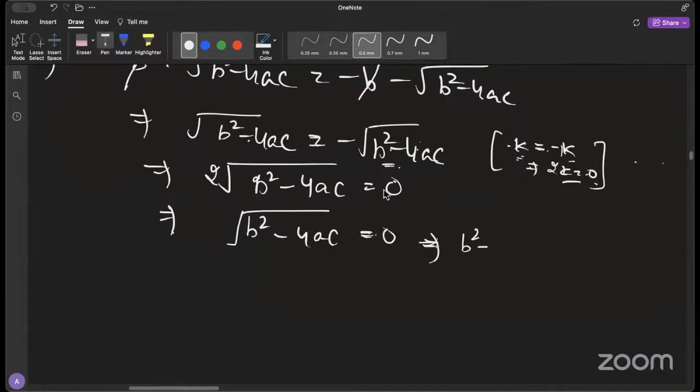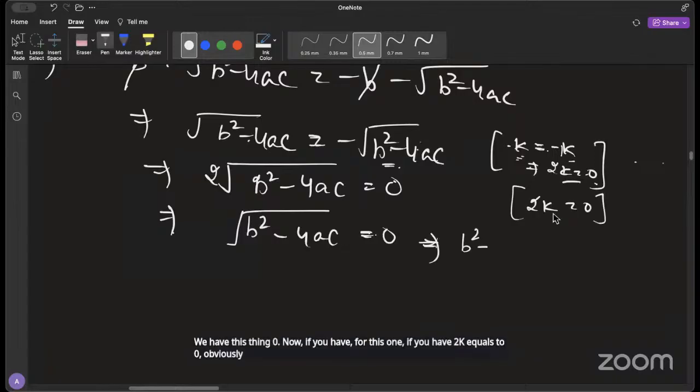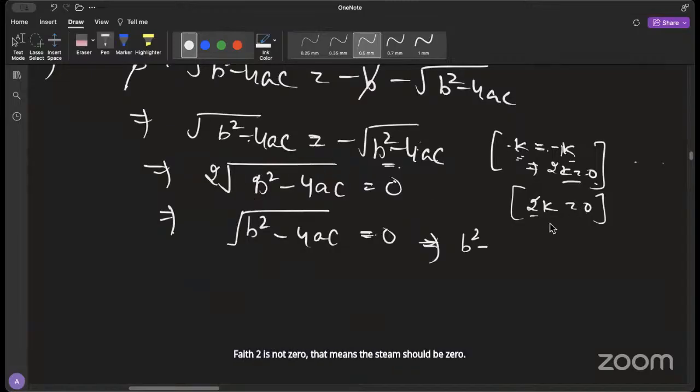Now, if you have 2k equals 0, obviously, if you have two numbers and the product is 0, one of the numbers has to be 0. 2 is not 0. That means this thing should be 0.